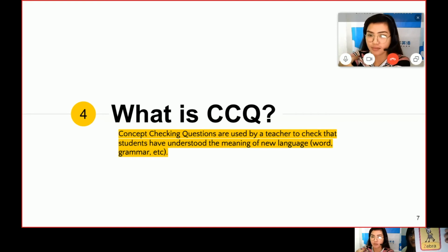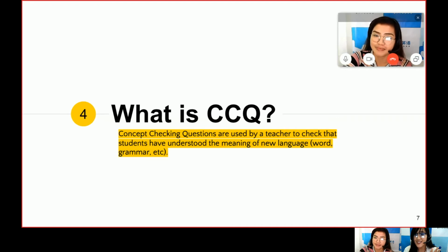So after you finish discussing the meaning of the word, you will start to ask the CCQ. What are you going to ask? So, what is the animal that has four legs and its color is black and white? Or you can be more specific. Zebra is as big as a horse. It looks like a horse, but it's a different color.